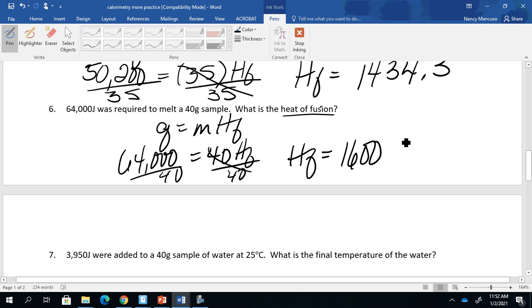Okay. In case you're looking at this and wondering what the unit is, this was joules and this was grams, so it's joules per gram. This one would also be joules per gram. All right, next one.